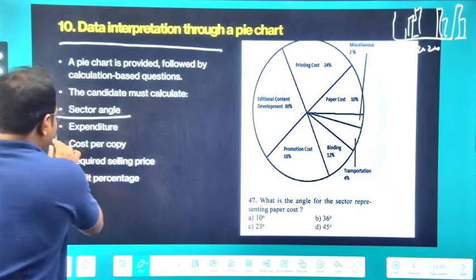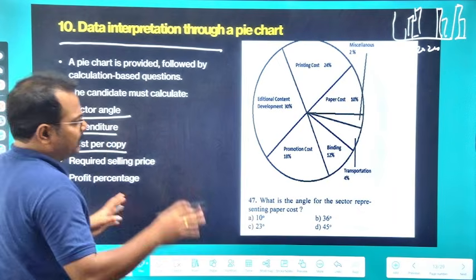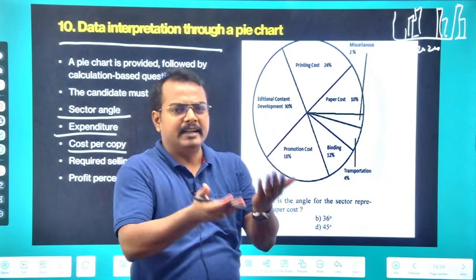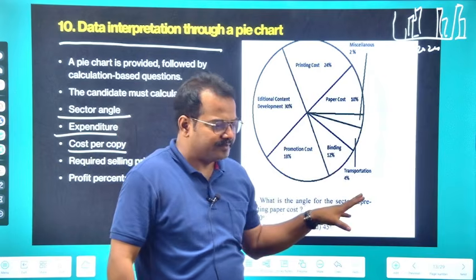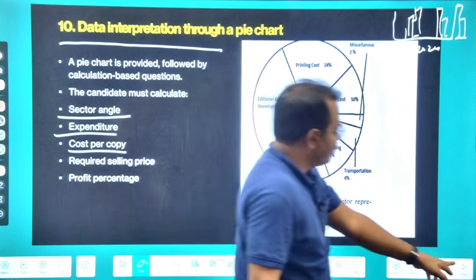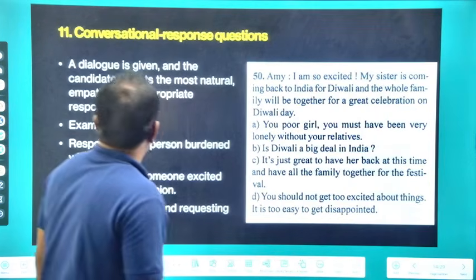And then you have some expenditure, cost per copy, required selling price. Whatever data is required from this diagram, you have to interpret it and solve it. So there can be data interpretation from the pie chart also. Now again, a different kind of question you can find here.